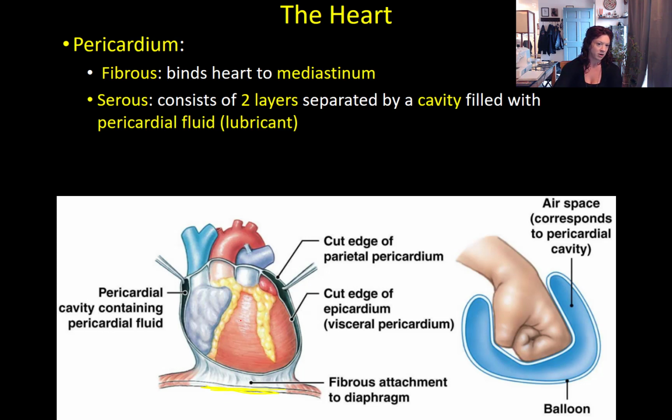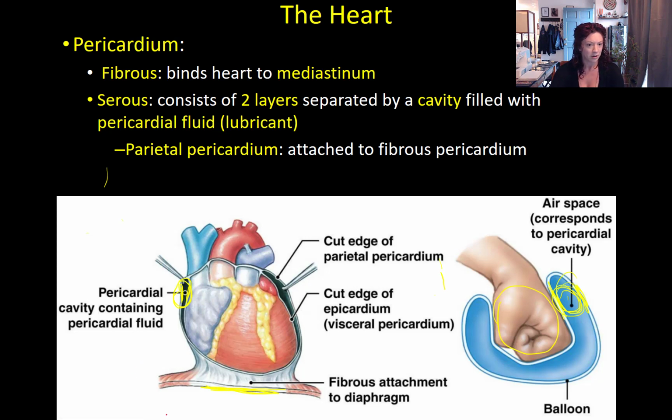The next layer of the pericardium is the serous layers. There are 2 of them. They're separated by a cavity filled with pericardial fluid, which is a lubricant. So the pericardial cavity is right here. These are your 2 serous membranes. That's the liquid inside. So if you come over here, these would be your serous membranes. They'd be the edges of the balloon. The blue stuff would be the pericardial cavity filled with pericardial fluid. Here, the fist that's being pushed inside of it, this guy, that represents the heart.